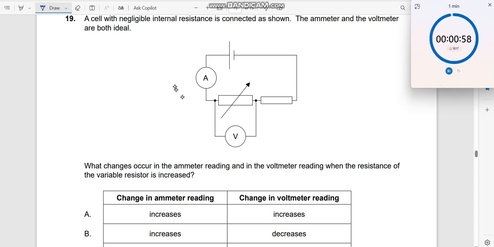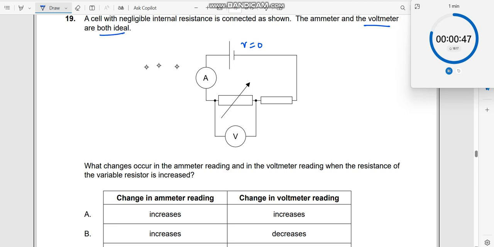Question number 19. A cell with negligible internal resistance is connected as shown. Negligible internal resistance means r equal to 0. The ammeter and voltmeter both are ideal. See, every phrase is important. What does this tell you? It means the voltmeter resistance R_V is equal to infinity, and the ammeter resistance is equal to 0.